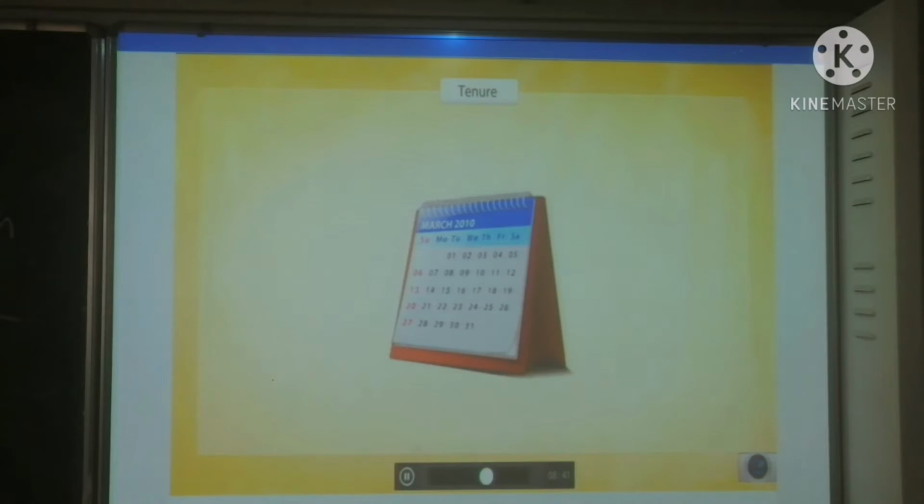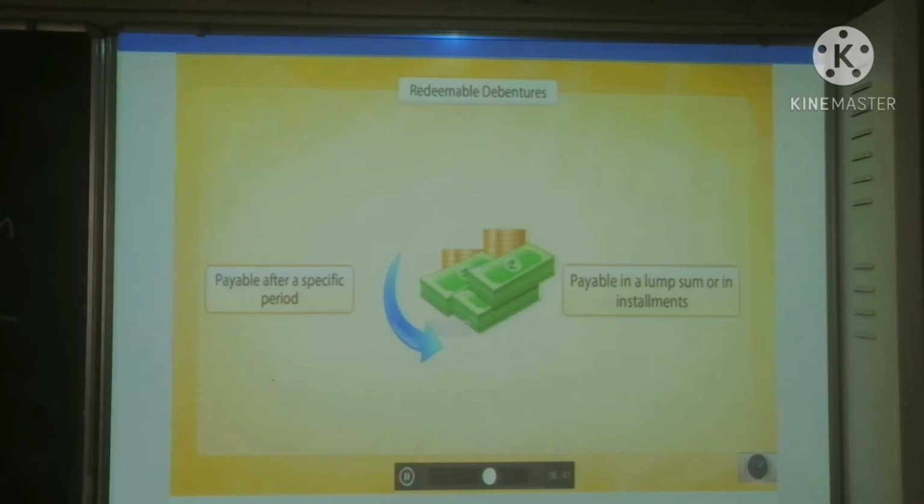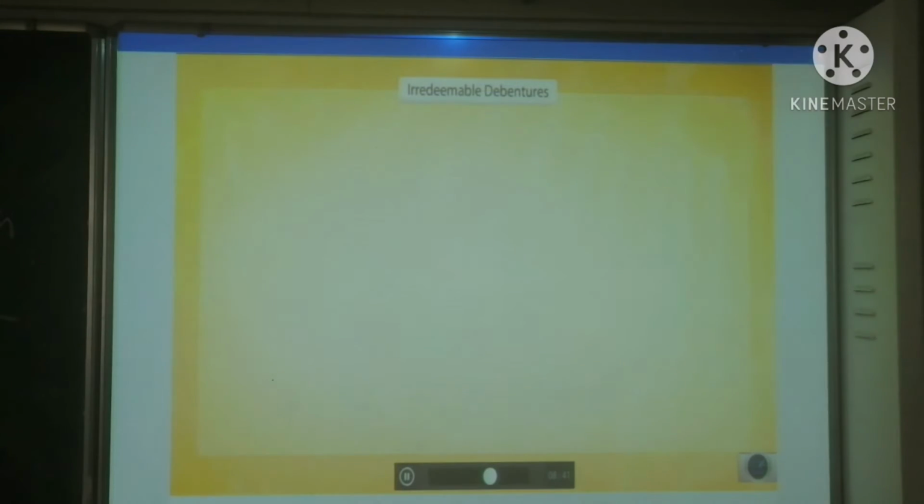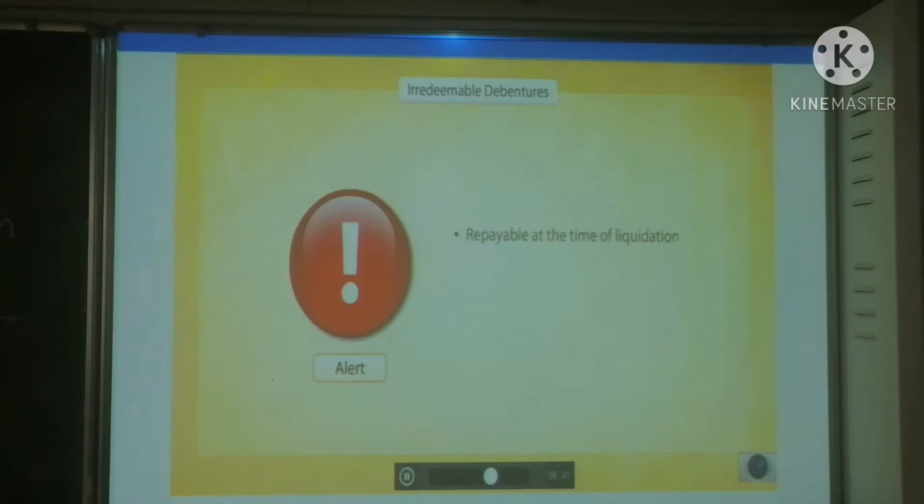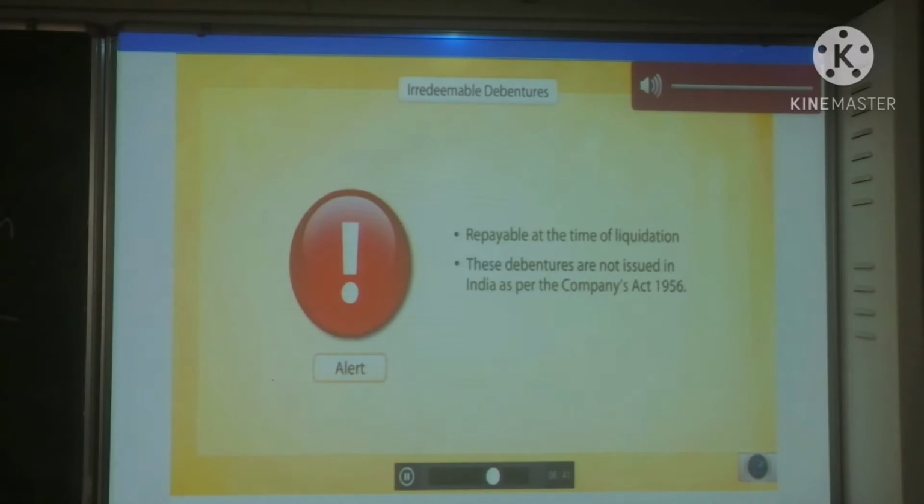Based on tenure, there are two types of debentures: redeemable and irredeemable. Redeemable debentures are payable after a specific period in a lump sum or in installments during the lifetime of the company. Irredeemable debentures are not repayable during the lifetime of the company, except at the time of liquidation. It is important to mention here that these debentures are not issued in India as per the Indian Companies Act 1956.